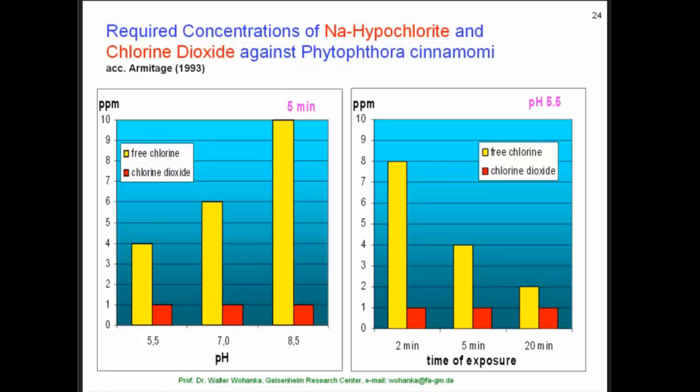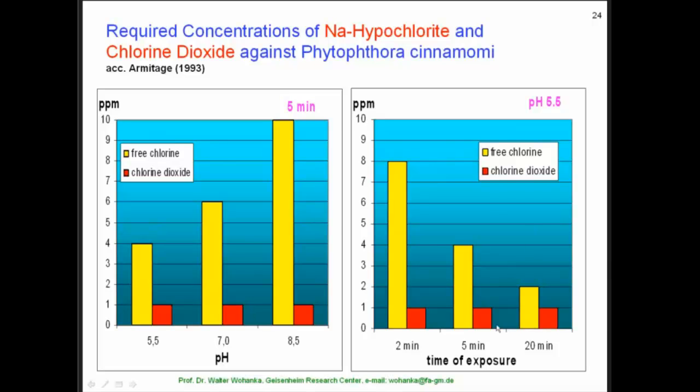As demonstrated by the yellow columns, 4 ppm were necessary to kill Phytophthora at a pH of 5.5. However, 10 ppm are necessary at a pH of 8.5. In contrast, chlorine dioxide, the red columns, is fully effective at 1 ppm at all 3 levels of the pH. So the pH doesn't influence the effectivity of chlorine dioxide.